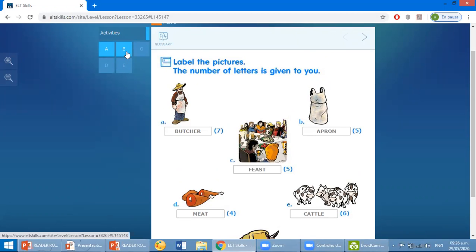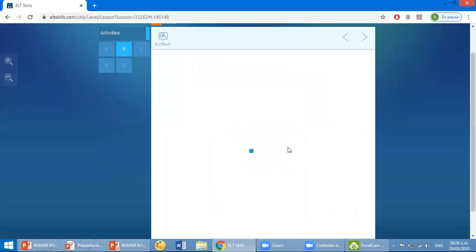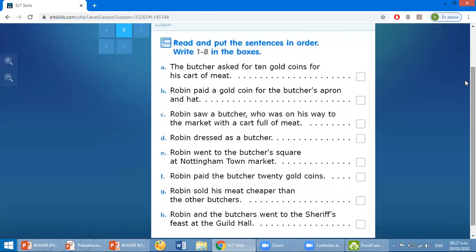Now, let's continue with activity B. This is the most difficult activity, okay? We need to read the sentences and put them in order. It is all about chapter three. I'm going to help you with number one. Remember, Robin Hood saw a butcher who was on his way to the market with a cart full of meat. This is number one, okay?